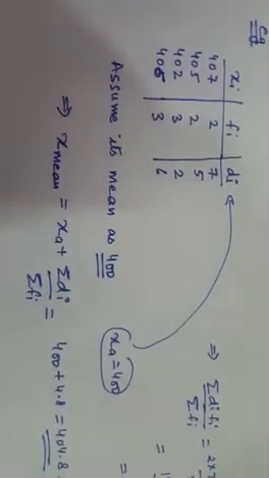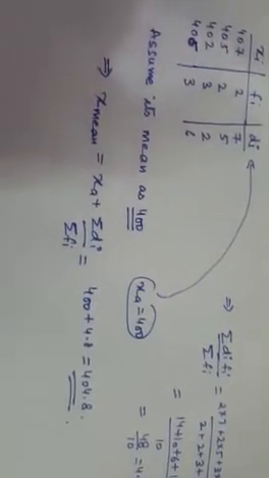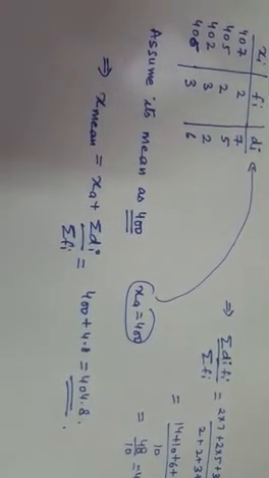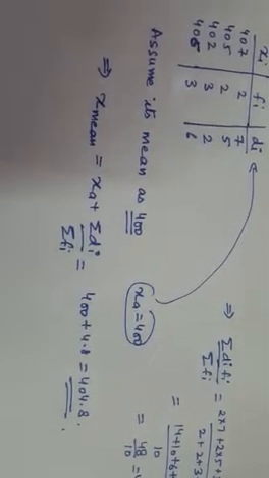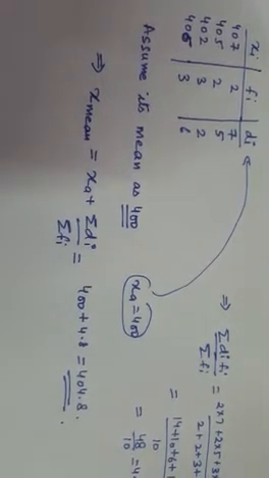So now we will calculate sigma difi upon sigma fi. So that is the average of deviations. The average of deviations will be 4.8. So the actual mean will be assumed mean plus the mean of deviations. So the mean of deviations is 4.8, and we'll get 404.8 as the mean.